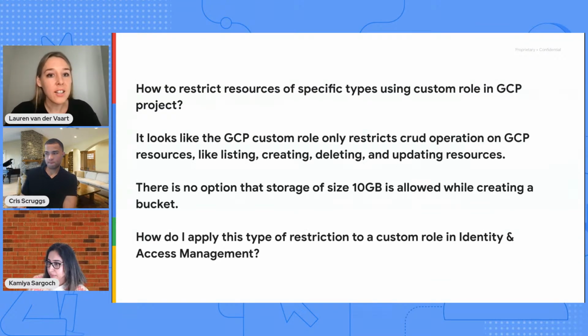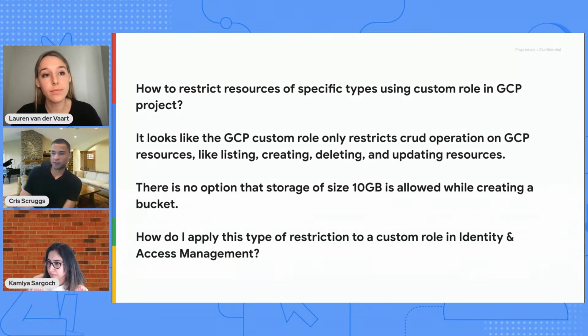Moving right along. A couple questions in this one. It looks like, how to restrict resources of specific types using a custom role in a GCP project. The GCP custom role only restricts CRUD operations on GCP resources like listing, creating, deleting, and updating resources. There's no option that storage of size 10 gigabytes is allowed while creating a bucket. How do I apply this type of restriction to a custom role in IAM?